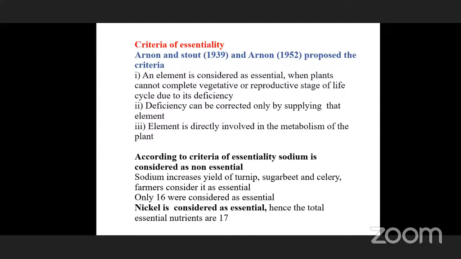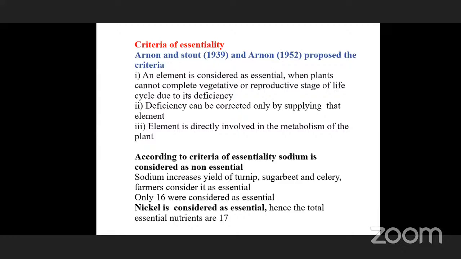But there are some elements like molybdenum that can be substituted by vanadium. So molybdenum does not meet the second criterion, that the deficiency can be corrected only by supplying that element. Even molybdenum deficiency can be corrected by vanadium. So the second point becomes invalid due to molybdenum. According to the criteria of essentiality, sodium is considered non-essential.